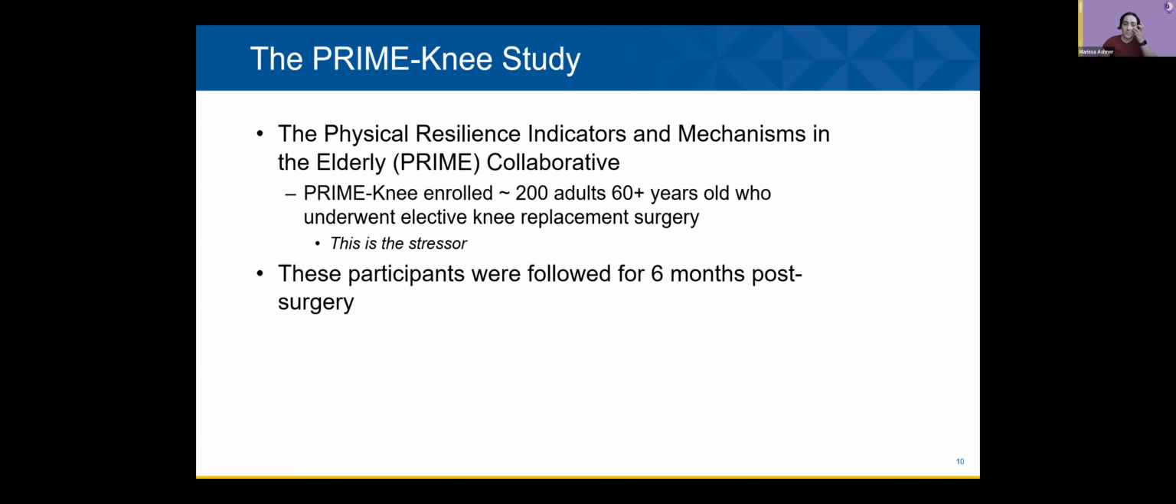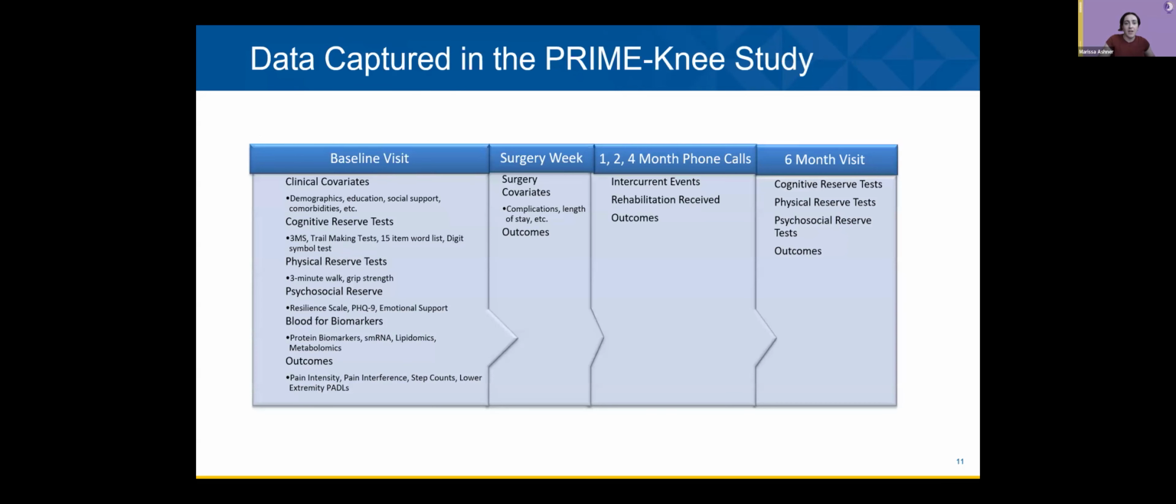And so these participants in particular were followed for 6 months post-surgery. And so what data do we have captured in this PRIME Knee study? And it's a lot. So basically we have this baseline visit, and this again happened before the surgery. And so we have clinical covariates, so demographics, education, social support, comorbidities, for example.